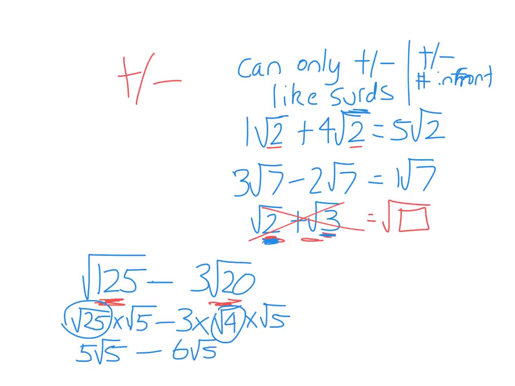So as you can see, this and this can actually be subtracted because they are like surds after I simplify them. So 5 root 5 minus 6 root 5 is just minus 1 root 5, because 5 minus 6 is negative 1.